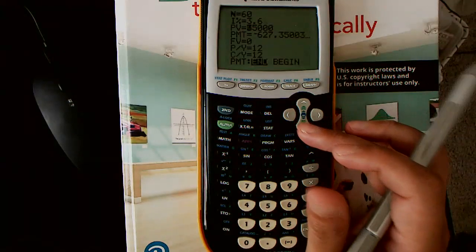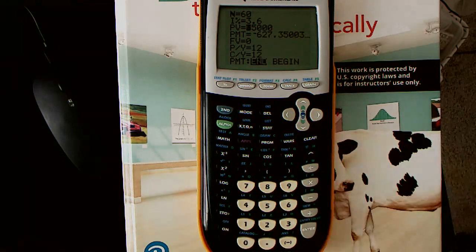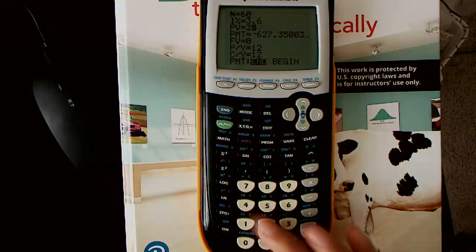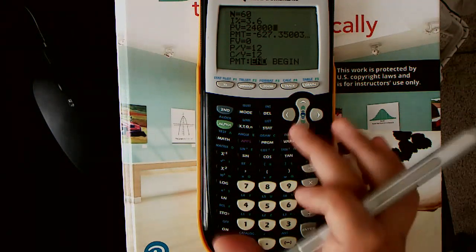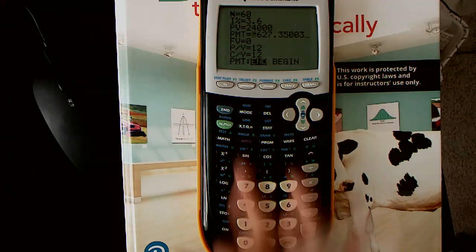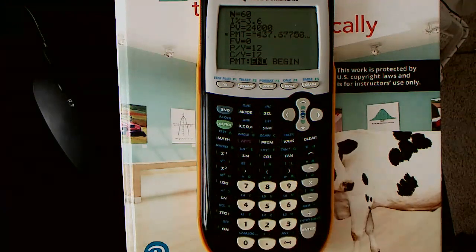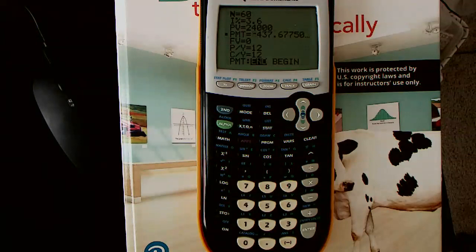And the loan amount is different. You do not need to borrow 35 grand because you are buying a used car. You only need to borrow 24 grand. Everything else stays the same, and we solve for PMT. Alpha enter. $437.68, rounded to the nearest cent.